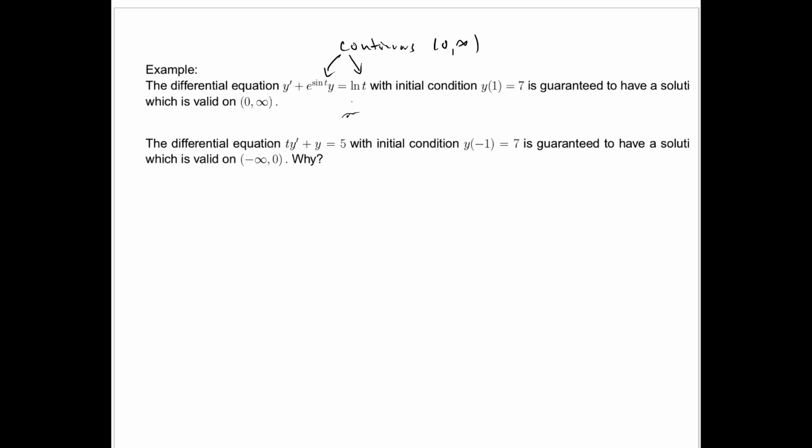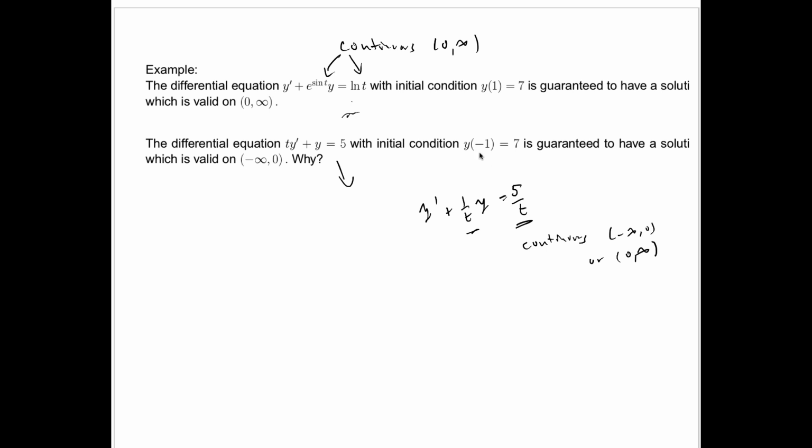Here's another example of a first-order linear differential equation, t y prime plus y equals 5. And you see the coefficients here are very nice. But we ask, can we guarantee a nice solution with the initial condition y of negative 1 equals 7? Well, we'll want to rewrite this differential equation in the form y prime plus 1 over t times y equals 5 over t. And you notice that these coefficient functions are continuous either on the interval minus infinity to 0 or 0 to infinity. They're continuous on both of these intervals.